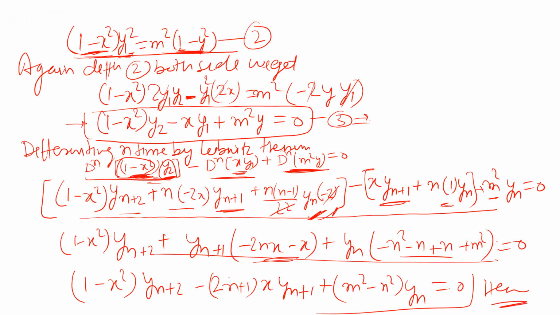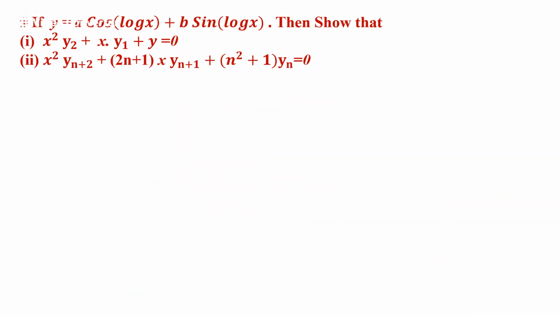So in that way you can use the Leibniz theorem. When we use the Leibniz theorem, you have to remember, if we have to find the nth derivative of a product of two functions, we apply the Leibniz theorem. So take one more example, y is equal to a cos(log x) plus b sin(log x). Then we have to show equation 1 and equation 2. First we prove equation 1, then we prove the second equation.